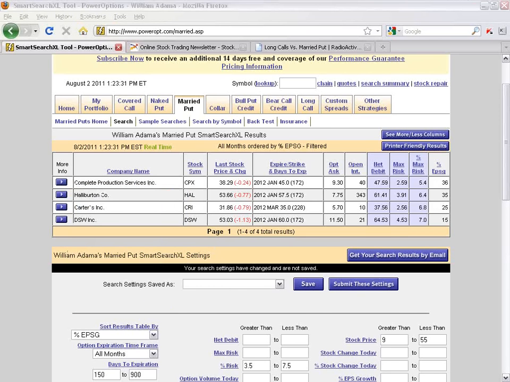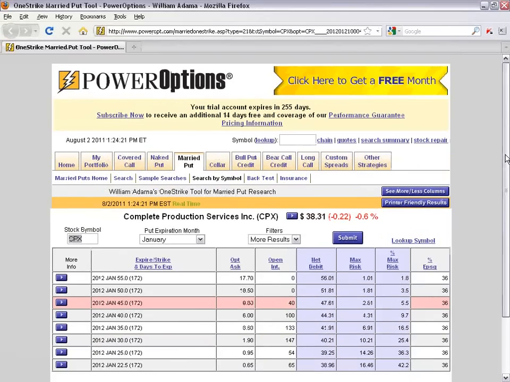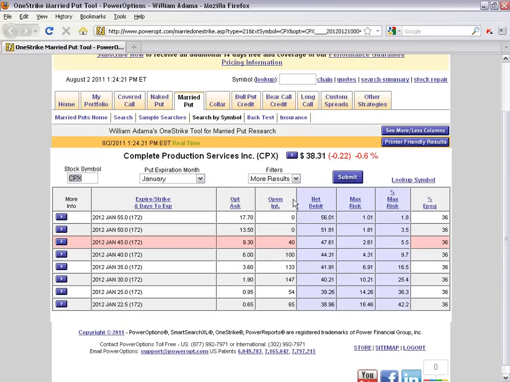One of the other tools on Power Options is the Search by Symbol tool, which will technically show me all, that's the January 2012, of course. It'll technically show me all of the comparisons or all of the available married put positions. And let me go ahead and go all results so we can see all the combinations.